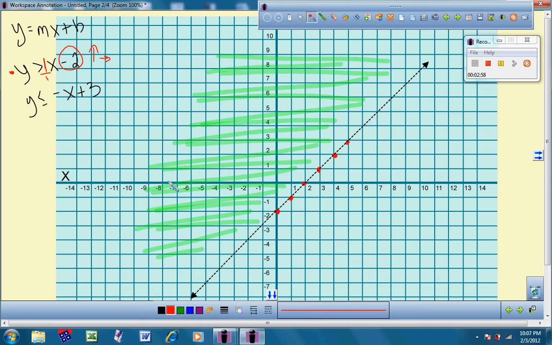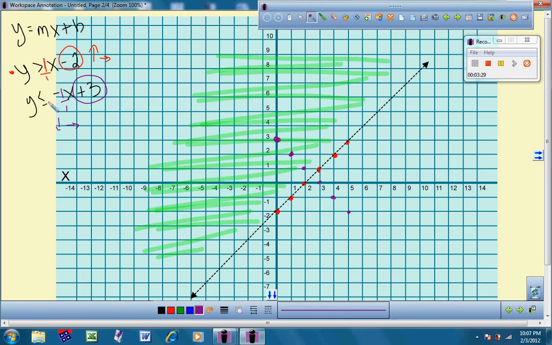Now let's work on our second equation. y is less than or equal to negative x plus 3, already in slope-intercept form, perfect. We need to go to positive 3 on the y-axis. My slope this time is negative 1 over 1, so that means we've got to go down 1, right 1, down 1, right 1, down 1, right 1. And I'm going to keep doing this until I cross the first line that we have drawn.